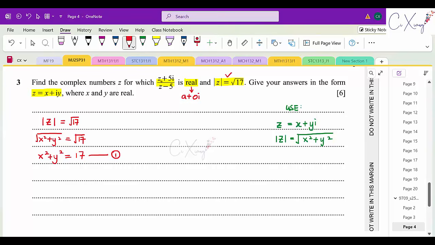So I know that (z plus 5i) over (z minus 5) is a real number, right? So we are going to continue from here. I cannot compare this directly, so what I do is try to make the denominator disappear. Maybe before that, I just try to substitute the z into the fraction first and see what we get.